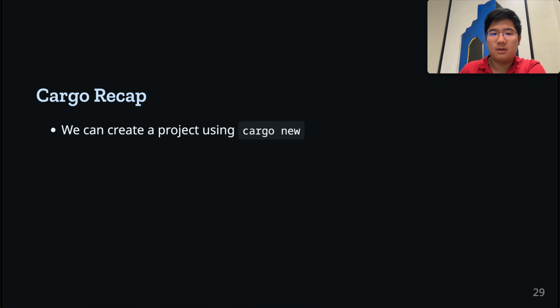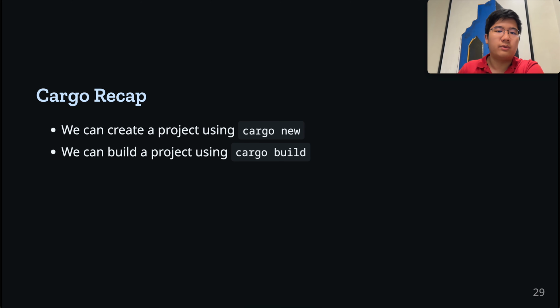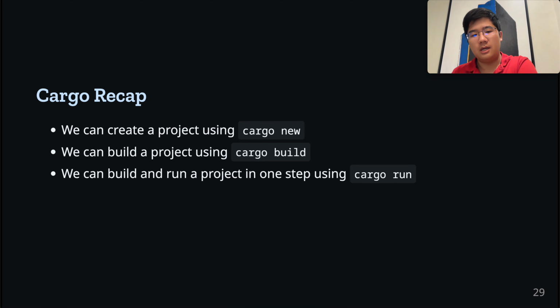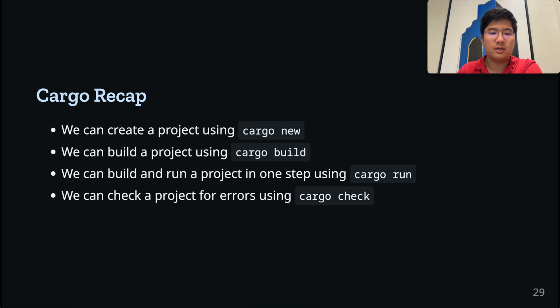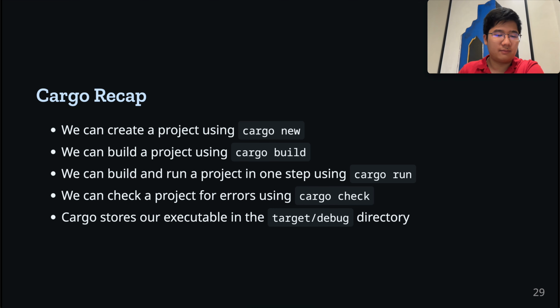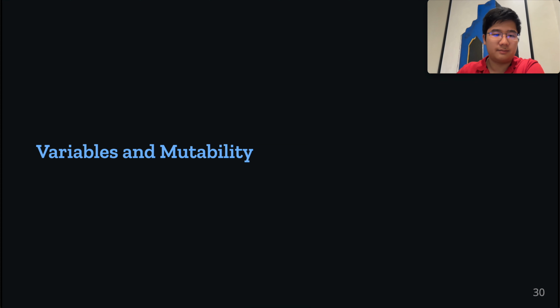As a quick recap, we can create a new project with cargo new. We can build that project with cargo build. We can build and also run in one step using cargo run. We can check for errors with cargo check, and our executables and a lot of the things that make things run are in the target/debug directory. Note that there's also a target/release directory if you compile with the release flag. That will make things really fast, but it will also exclude a bunch of debug symbols. We'll talk about that later.